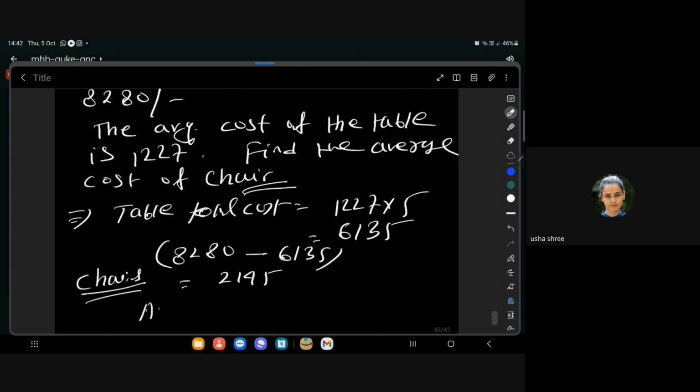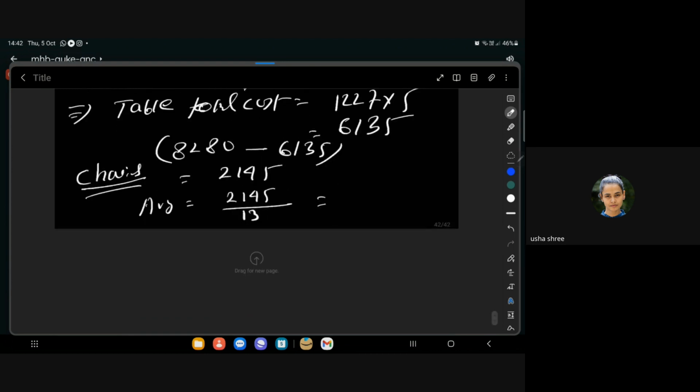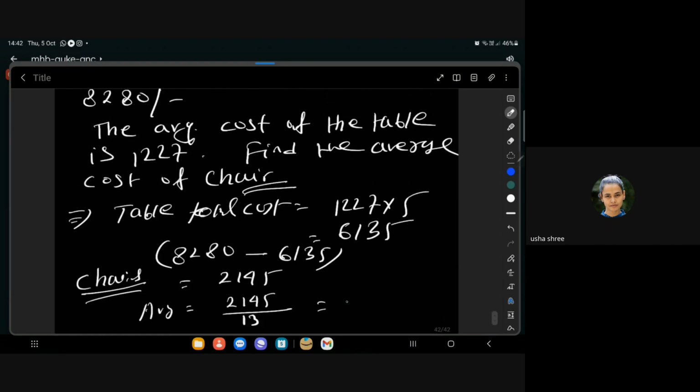So the average is 2145 divided by 13. It will give you 165. So this will be the answer. Is it clear?